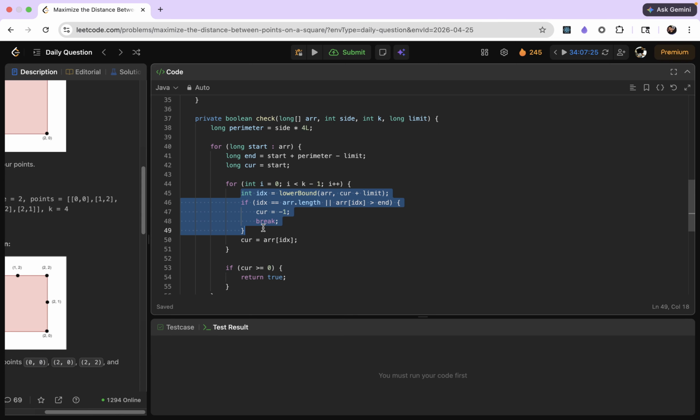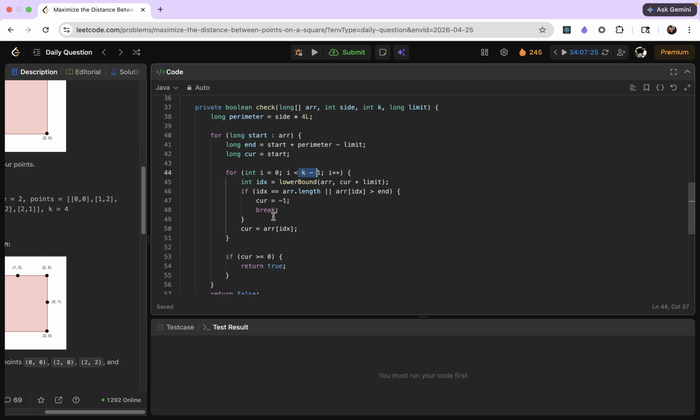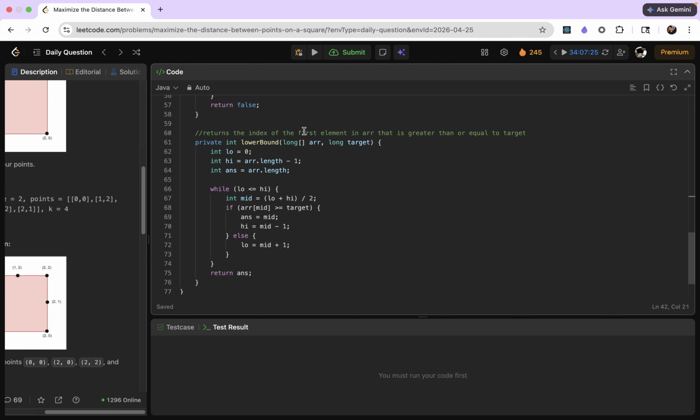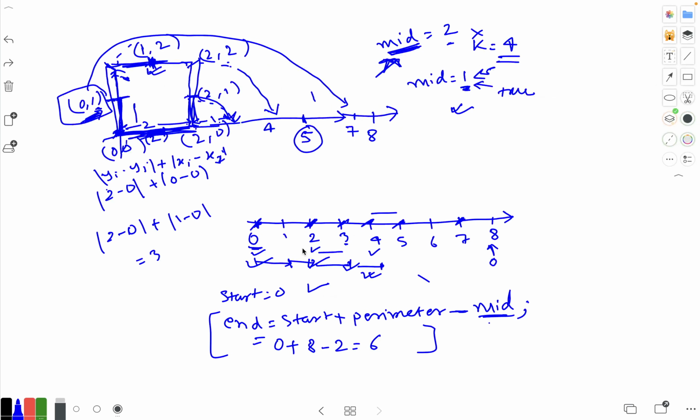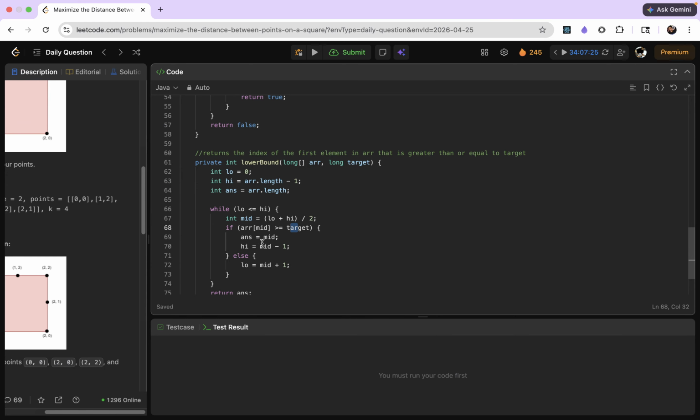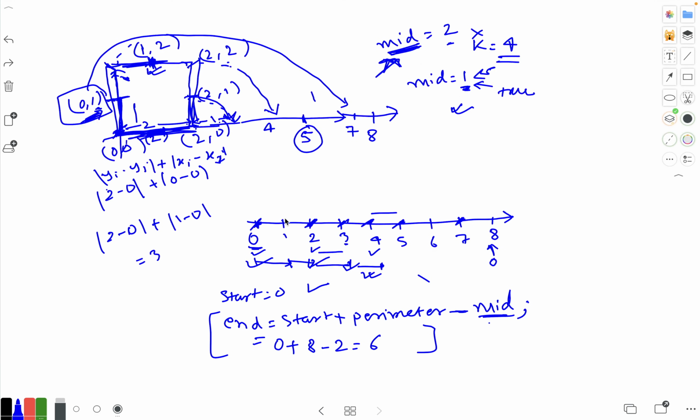Among all the points, we can find out whether it is possible to get all 4 points or not. If this loop completes and current is more than this, then we directly return true. This lower bound is basically the index of the first element, because when we select this, we have to find the first element from the right side that has a safe distance of mid. That is what this is trying to find out. Whenever we find it, we try to minimize the higher side, checking whether there are more points on the left of the array or not.